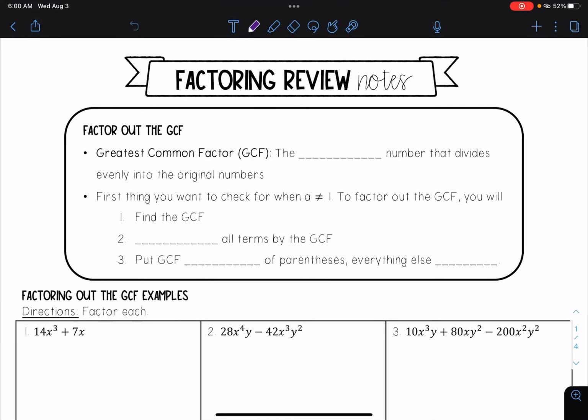Hello everyone, today we're going to be learning about factoring, and this is going to be a factoring review of everything you should have learned in Algebra 1. So for this first video, we're going to be looking at factoring out the GCF.